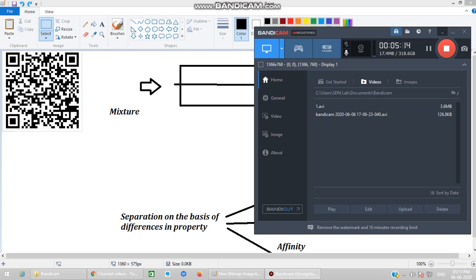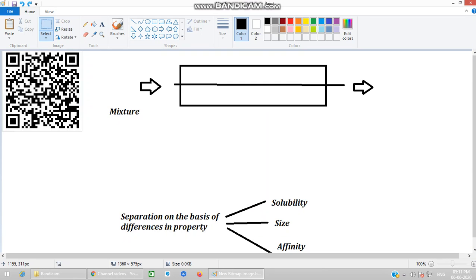Now what will happen? It will get separated on the basis of these three properties only. Now the product may come out directly, or it may also get trapped. Understood? What I am trying to say is, you have given the mixture. After giving the mixture, the product may come out, or it may also stay inside the column.